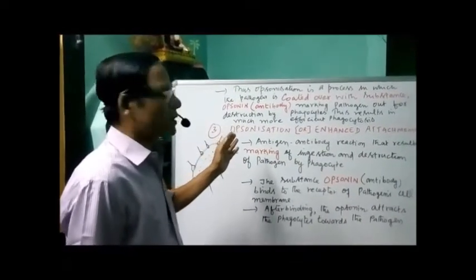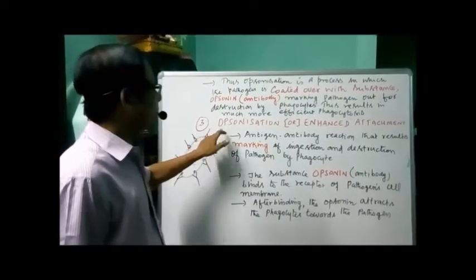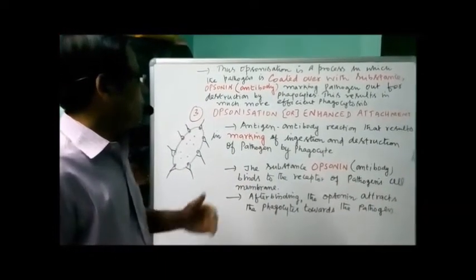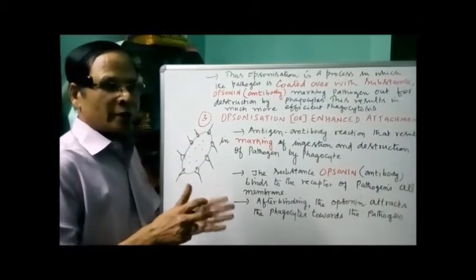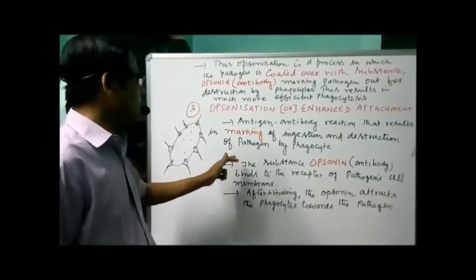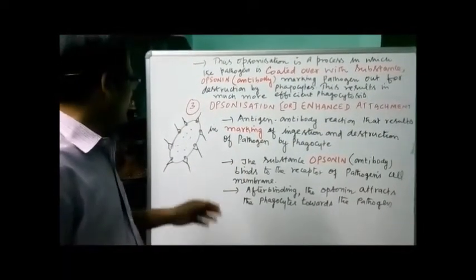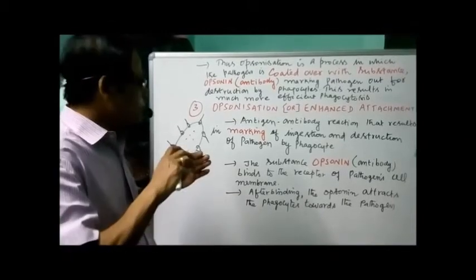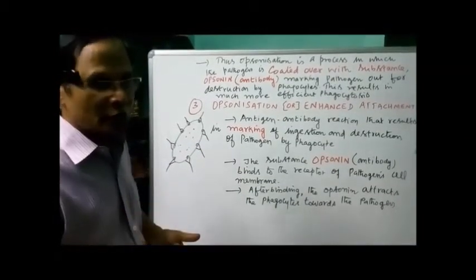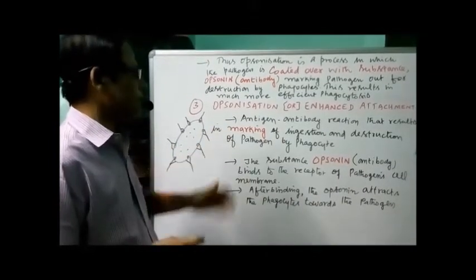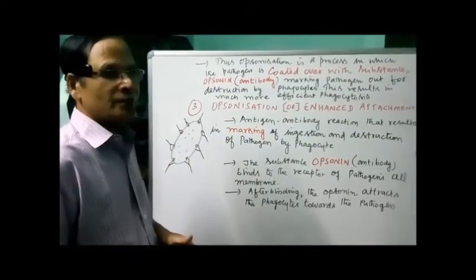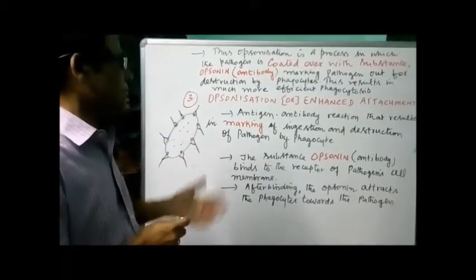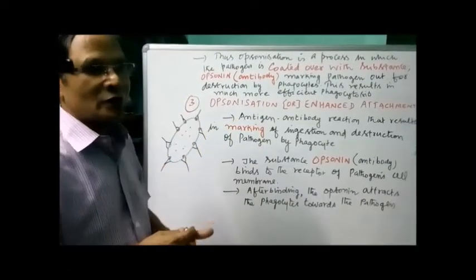Now the third type of antigen antibody reaction is opsonization, otherwise called enhanced attachment or coating over. What is happening? When antigen and antibody react, that results in marking for ingestion and destruction of the pathogen by phagocytes. The pathogen or the bacteria are processed so that they can be easily phagocytosed by the phagocyte. That is called the marking. It allows the phagocyte to identify the pathogen, the bacteria. That results in ingestion and destruction of the pathogen by the phagocyte.